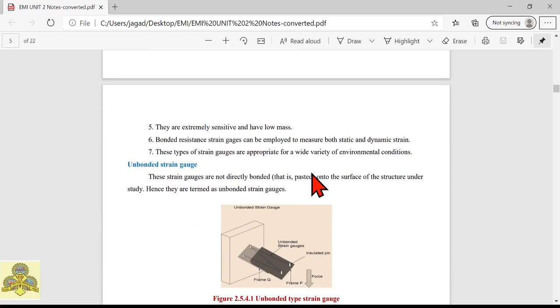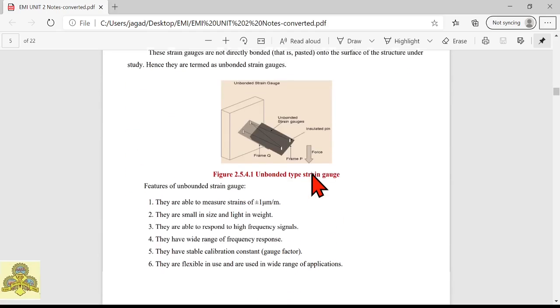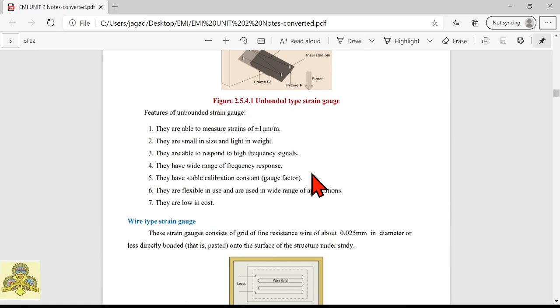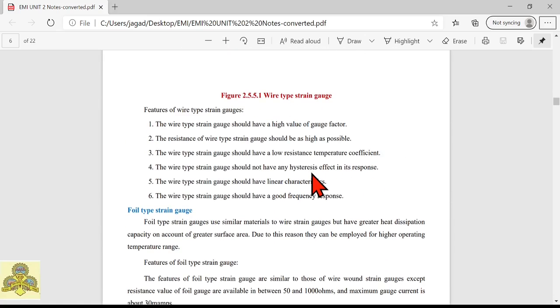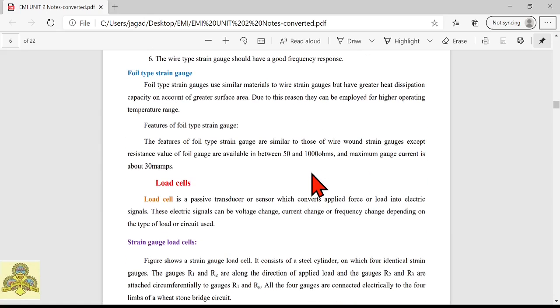that is bonded resistance strain gauge, unbonded strain gauge, wire type strain gauge, foil type strain gauge. Today in this class we will see the next topic, load cells. So before understanding load cells, watch this video.